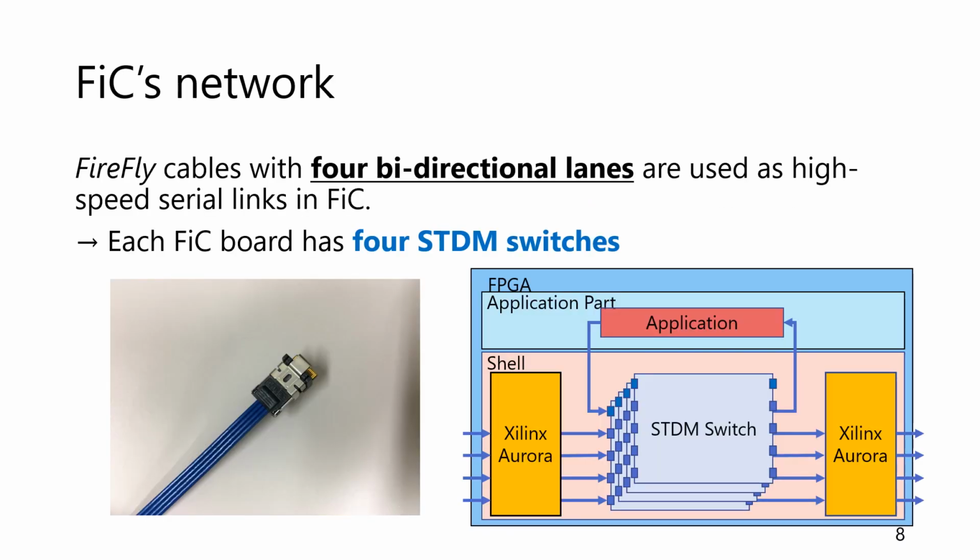In FiC, Firefly cables with 4 bidirectional lanes are used as high-speed serial links. The picture on the left is a Firefly cable used in FiC. To maximize the bandwidth of the Firefly cable, each FiC board has 4 STDM switches.